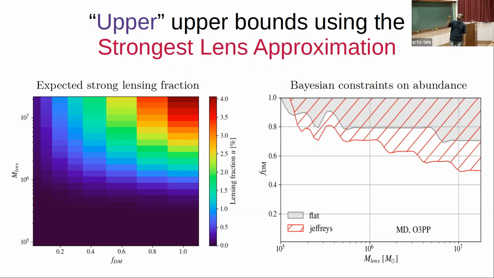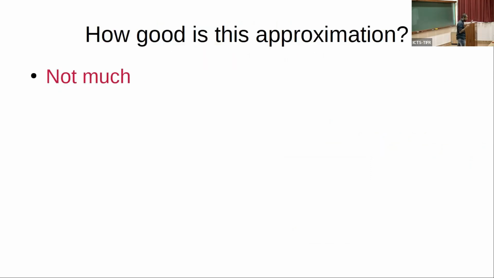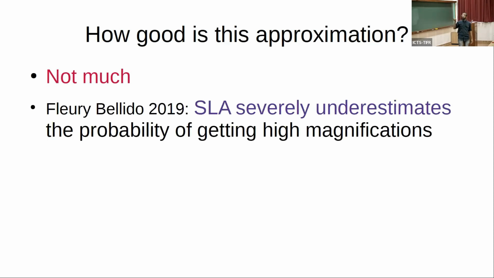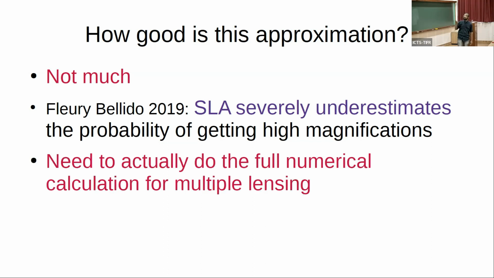So how good is this approximation that we are making? Turns out not much. There is this paper which says that the single strongest lens approximation actually underestimates the probability of getting high magnifications, more than we expected. So we have to do the numerical computation.